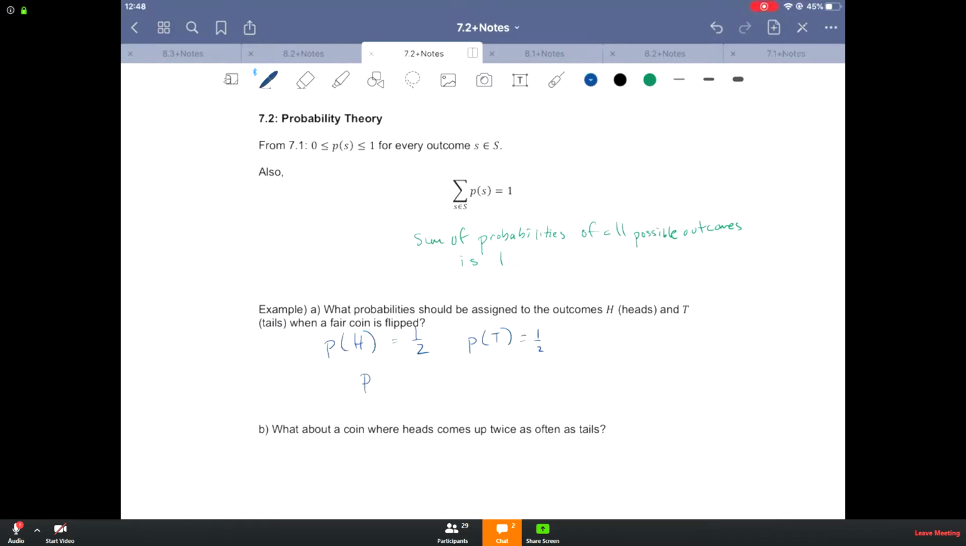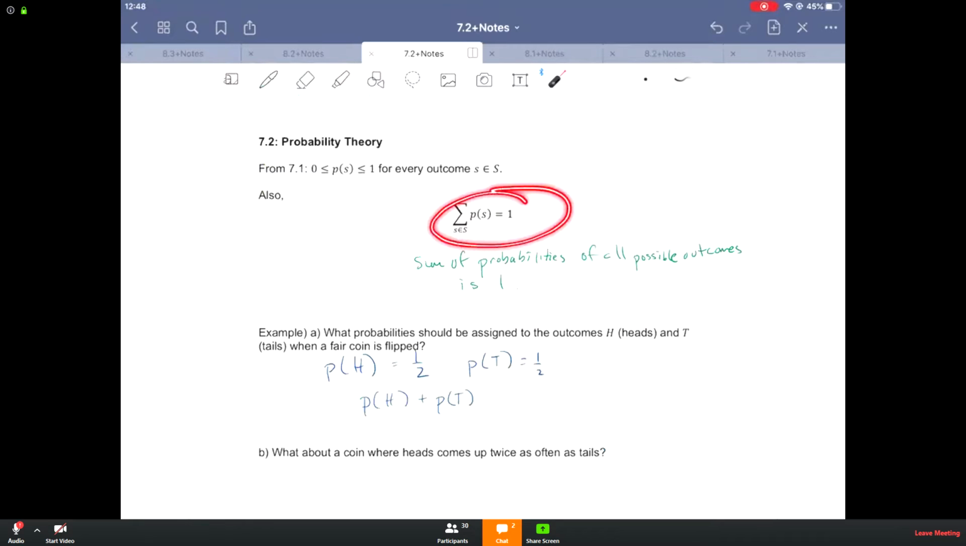Right, those are all your possible outcomes, right? There are no other outcomes that are possible when flipping a fair coin. It's either heads or tails. So probability of heads plus probability of tails, well, that should come out to 1 according to what we just did. All right, we get 1/2 plus 1/2, that is 1. All right, any questions on that one?